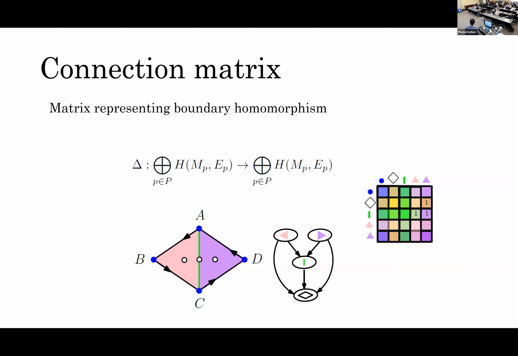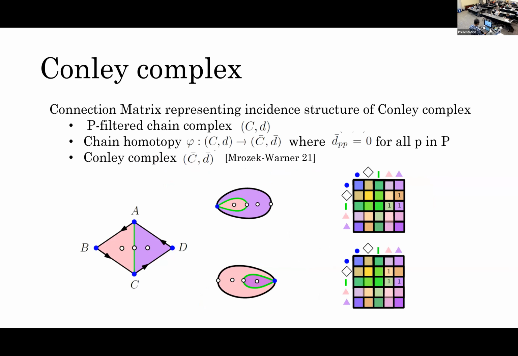Okay, and I'll show you. Basically, the connection matrix is this matrix representation of this boundary homomorphism, which I'm showing on the right. This will be clear in a moment. Here is another depiction of the connection matrix, which is called the Conley complex. The connection matrix, in a sense, is the boundary operator of the Conley complex.